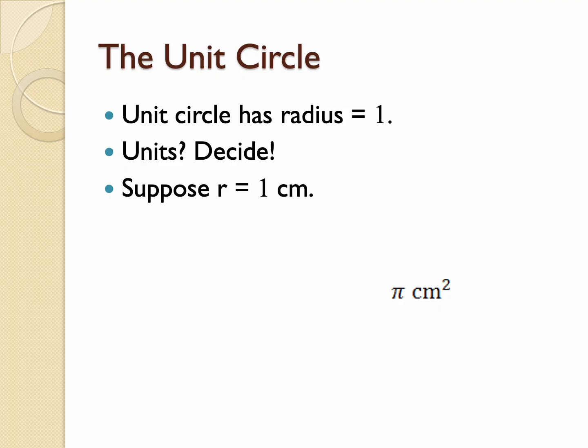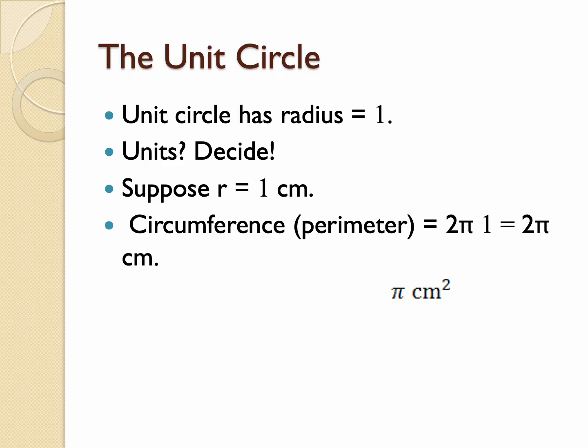Then the circumference of the circle will be 2 times pi times the radius, and the radius in this case is 1 centimeter. So it's 2 times pi times 1, which is just 2 pi, and the units are centimeters. The area of the unit circle will be just pi centimeter squared, because the area of the circle is pi times radius squared. The radius is just 1 and the units are centimeters. So pi times 1 centimeter squared. So the answer is pi centimeter squared.